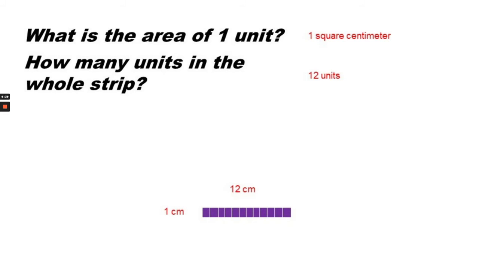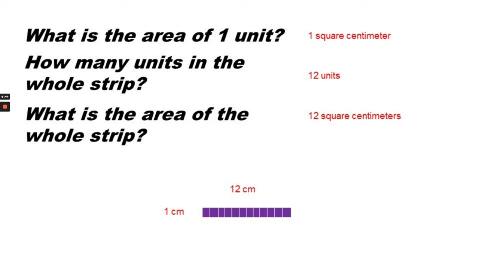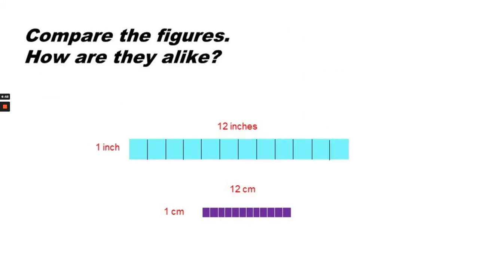So there are 12 units in the whole strip, and the area of the whole strip would be 12 square centimeters. So let's compare the blue strip to the purple strip. How are the figures alike? They both have 12 square units.